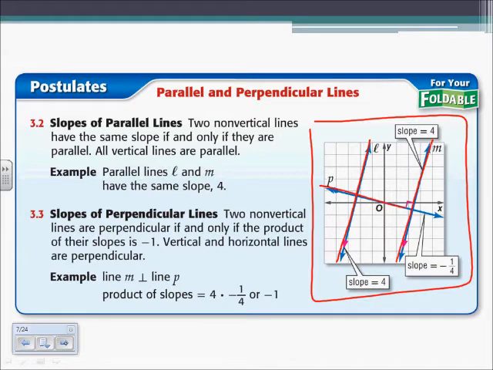Okay, and a line perpendicular to those two has a slope of negative 1/4, as again, flip the fraction because a whole number can be written as 4 over 1. Flip the fraction, that's 1/4, and then flip the sign, make it a negative.